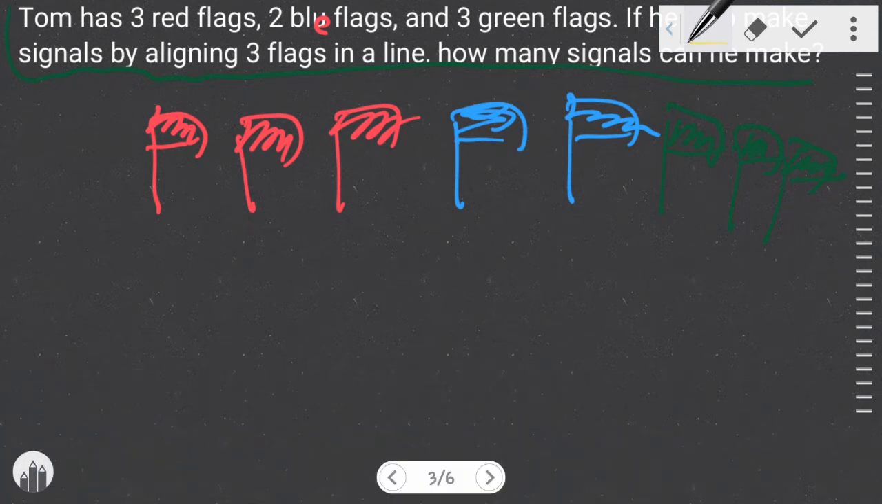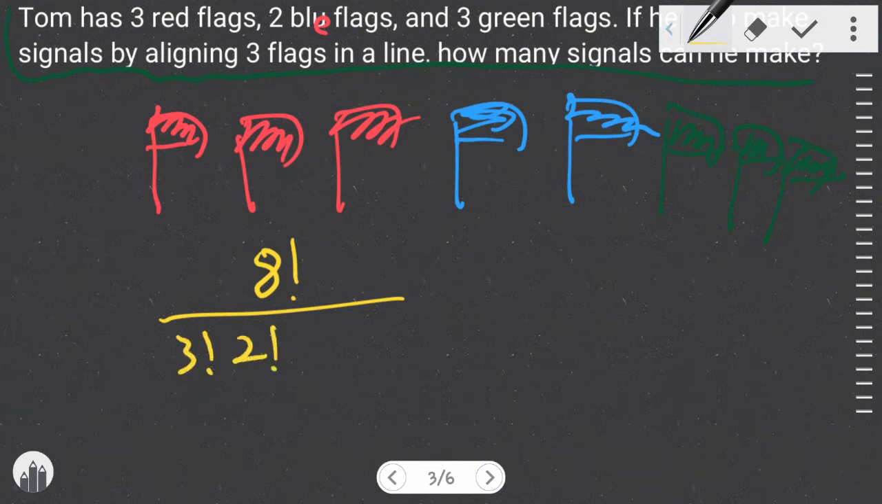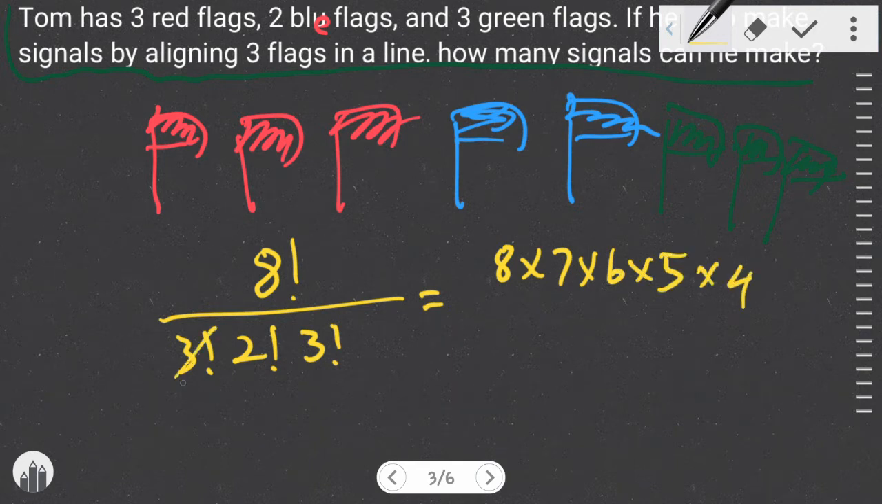And remember the combination with repeated values. That is exactly what we have here. The equation for the combination with repeated values was total factorial over, we have 3 red flags, 3 factorial, 2 factorial for blue flags, and then 3 factorial for green flags again. If we simplify this, it's going to be 8 times 7 times 6 times 5 times 4, because 3 factorial cancels out from both the numerator and the denominator, over 2 times 1 times 3 times 2 times 1.